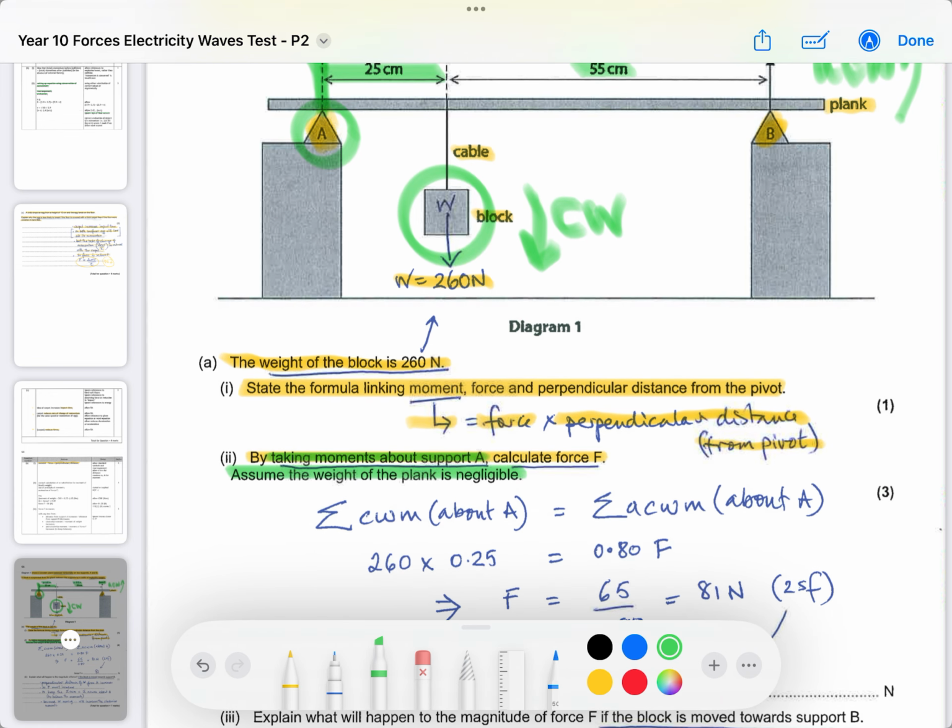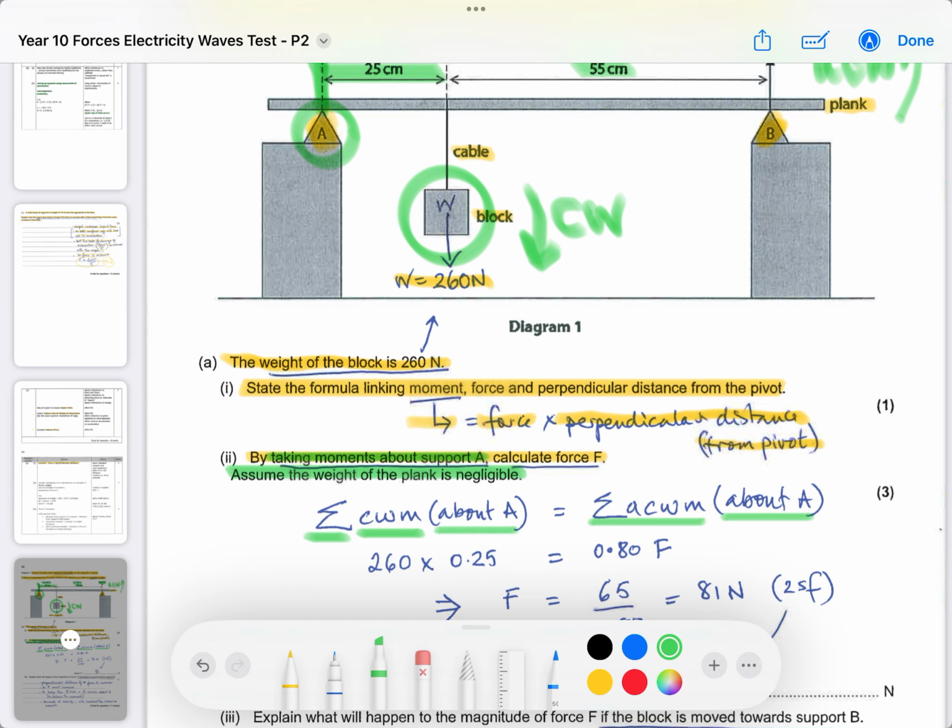So this symbol, sigma, means a sum of. The clockwise moments, CWM for short, about A, because they told us to do it about A, must equal the sum of the anti-clockwise moments, again about A. All right?